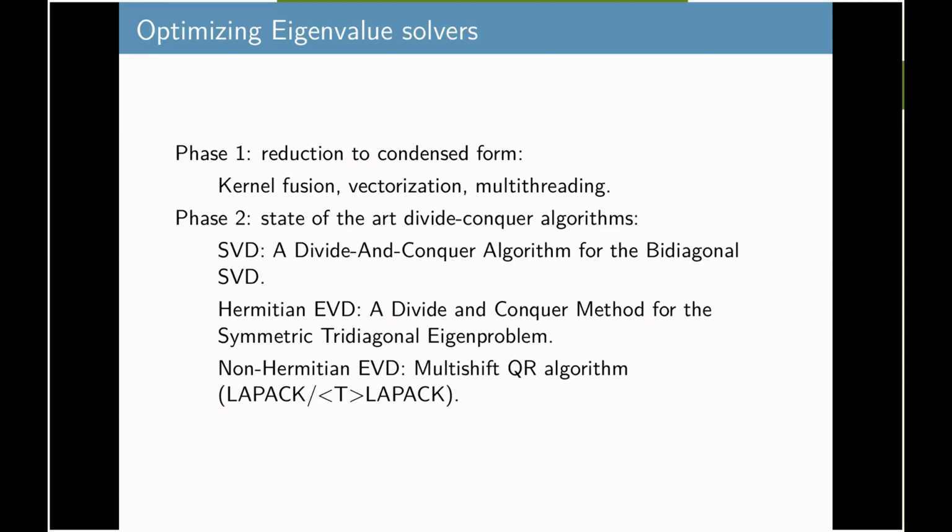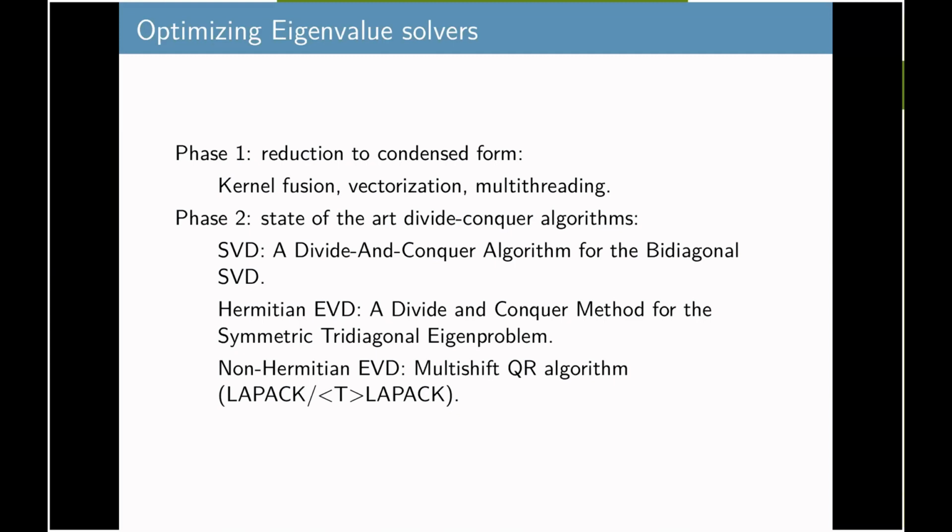So this is done partly sequentially and partly in parallel when we have to do the matrix multiplications. And finally, for the non-Hermitian EVD, the algorithm is a lot more complex. And it is based on the QR algorithm.